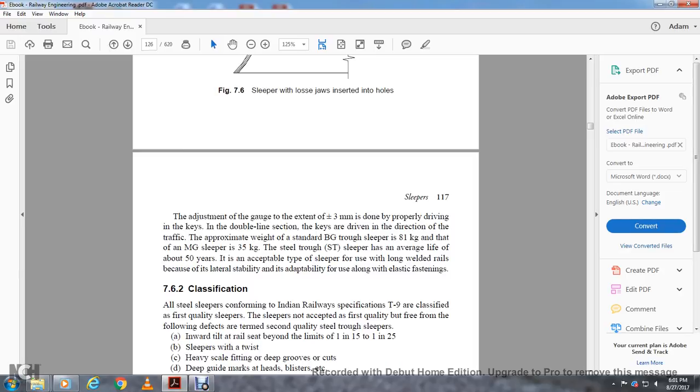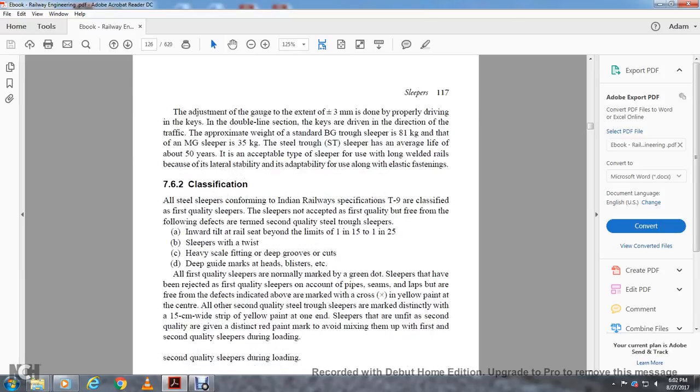The approximate weight of a standard broad gauge trough sleeper is 81 kilograms, and that of a meter gauge sleeper is 35 kilograms. The steel trough sleeper has an average life of about 50 years and is an acceptable type of sleeper for use with long welded rail because of its lateral stability and adaptability for use with elastic fastenings.